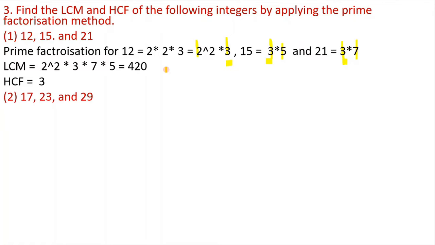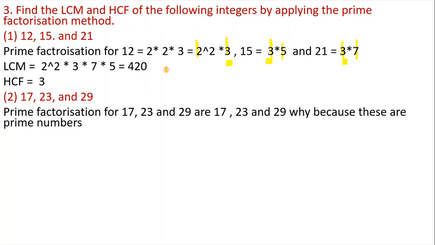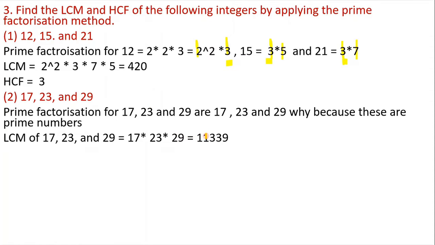The given numbers are 17, 23 and 29. First step, we have to find the prime factorization for the given numbers. But when we see these numbers, we can clearly say that these three numbers are prime numbers. That is, they don't have any factors other than 1 and itself. Hence, for this type of numbers, the HCF is considered as 1, and the LCM of these numbers is the product of the numbers, that is 17 into 23 into 29, which is equal to 11,339.